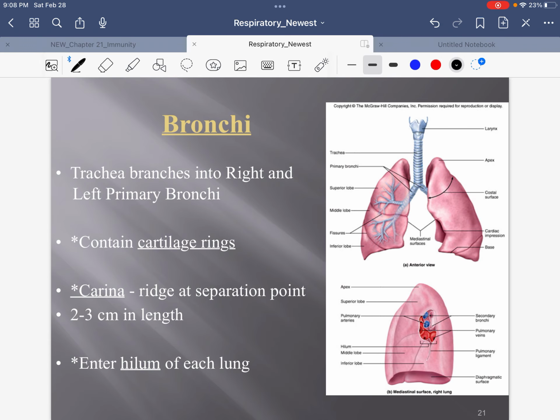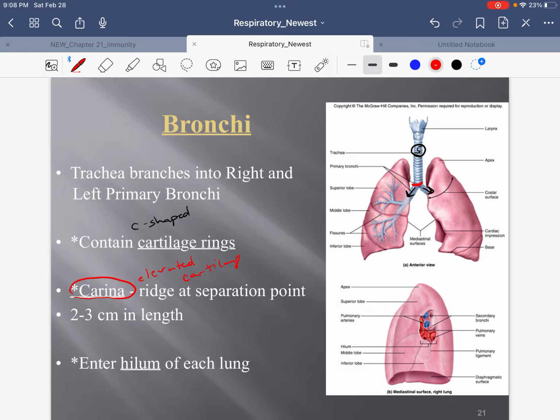Okay, what I really want to continue to focus on is just the order, right? So after the trachea, if we were doing our numbering system, there's going to be a break. These are called the bronchi. The bronchi also have C-shaped cartilage rings covering them. The spot where they separate, there's a little elevated ridge called the carina. Elevated cartilage ring.